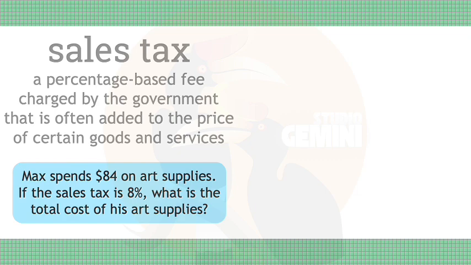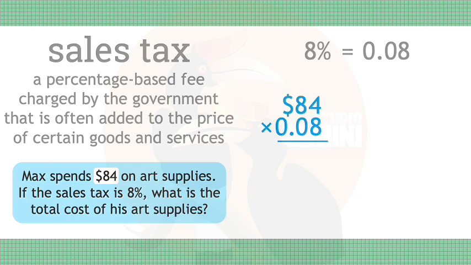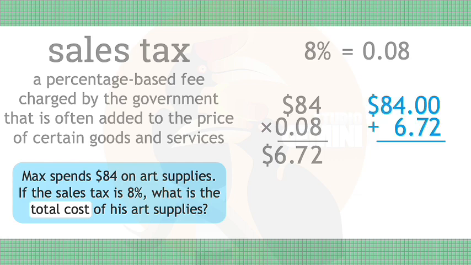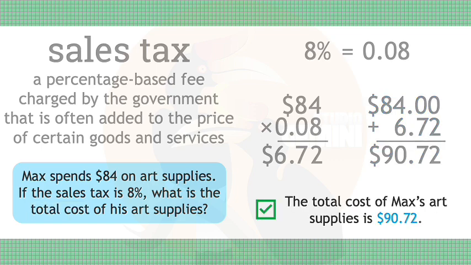First, we need to write the percent as a decimal. 8% is equal to 0.08. Then, we multiply the price of the art supplies, $84, by the decimal 0.08. 84 times 0.08 is $6.72. Since this problem asks for the total cost, we need to add the tax to the price of Max's art supplies. $84 plus $6.72 equals $90.72. The total cost of Max's art supplies is $90.72.